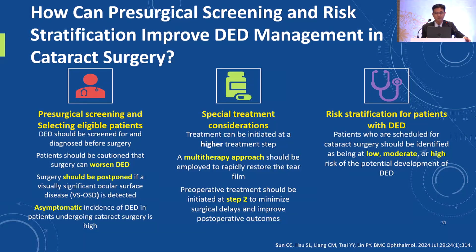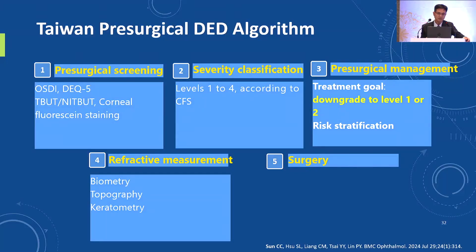If the patient has dry eye before cataract surgery, we should treat aggressively and downgrade their severity, so as to proceed to the measurement of the ocular surface, such as keratometry and topography, and improve the accuracy of the measurement. Then we have to stratify the patient as to whether they are at risk for dry eye disease after surgery. We adopt a very aggressive treatment because corneal fluorescein staining interferes with the accuracy of the measurement. So we have to downgrade. If they are level 3 or level 4, you have to downgrade at least to level 1 or 2, then proceed to the refractive measurement, and finally go for cataract surgery.